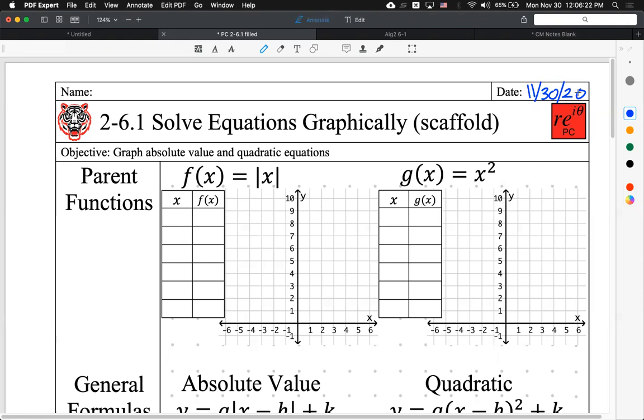All right, so here are the 2 functions that you need to have, just their parent functions. When I say parent functions, I mean the most basic version of an absolute value and the most basic version of a quadratic. So absolute value of x. Absolute value just means the distance from 0. That should always be a positive amount because distance is always positive.